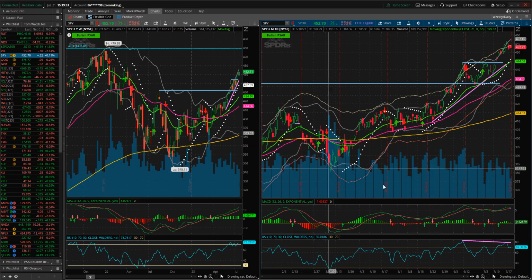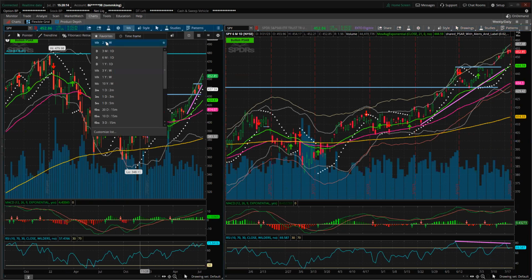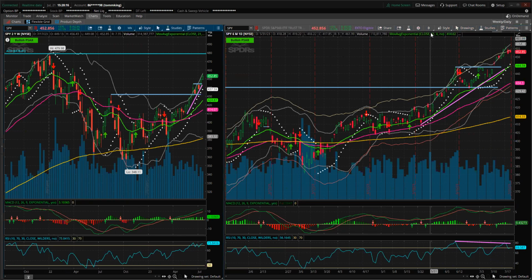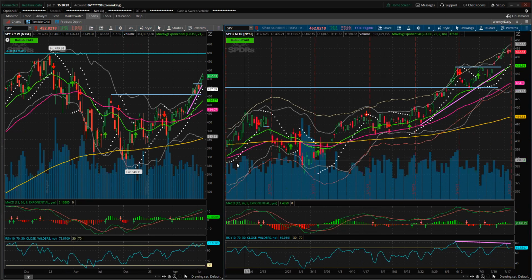I like to look at two settings at a time. On the left-hand side, I'm using a flexible grid here, and I'm going to shrink this so maybe we can see a little bit bigger. I've got a weekly chart posted. On the right-hand side, I have a daily chart posted. On the weekly side, I'm doing a 2-year look back. On the daily side, I'm doing a 6-month look back.